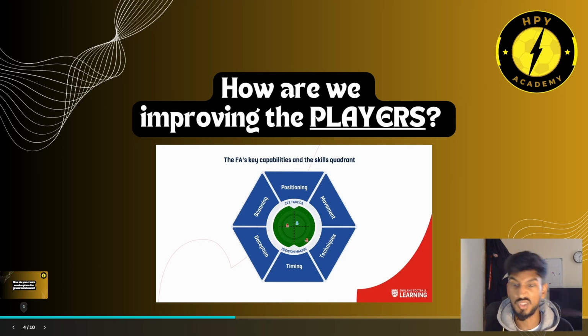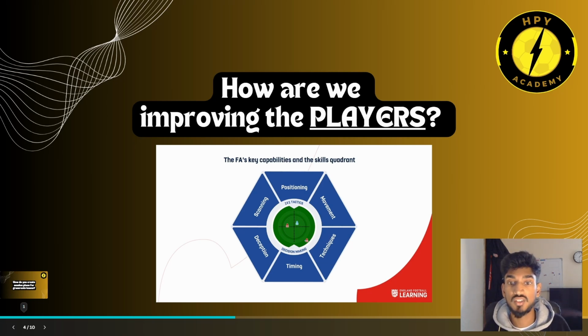Movement, this is more for the attackers. It can also be for defenders as well, to receive the ball. Attackers, same again. How are they shaping their body to receive the ball? Techniques is more focused on the actual mechanics of what they're doing, like the dribbling, the passing, the defending, little bits like that. So it's more of a technical focus.